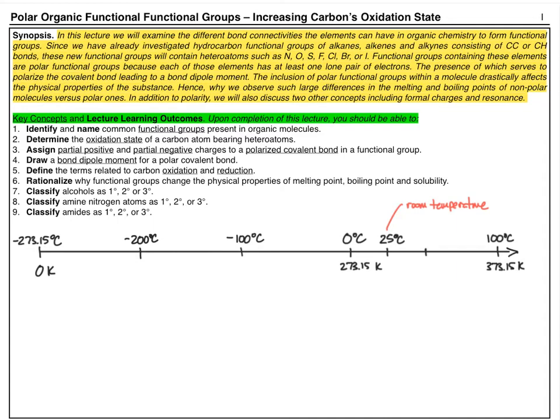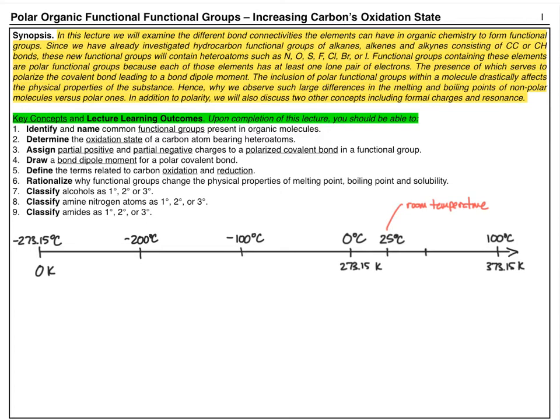Functional groups that contain these elements are typically called polar functional groups because each of those elements has at least one lone pair of electrons, and that serves to polarize the covalent bond to carbon, thereby leading to a dipole moment. And so these things drastically affect physical properties. So what we're going to do is first compare methane to water on the temperature scale in degrees C, and we're going to look at some of the properties present on the molecular level and how that affects melting point and boiling point.